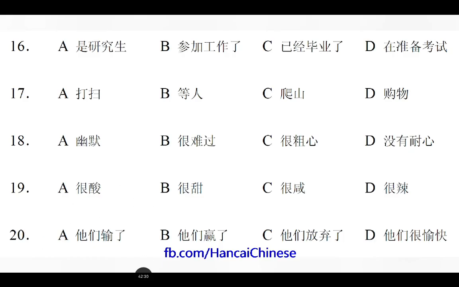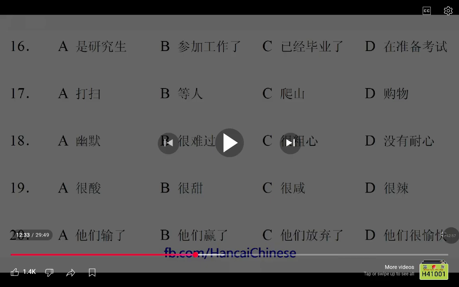Now for 20, first we have to read the options. The first option is 输, which means they lost the game. 赢 means they won the match. 放弃 means give up, 别放弃 don't give up. 愉快 means happy. So now we have to understand the context. What are they talking about in the audio?